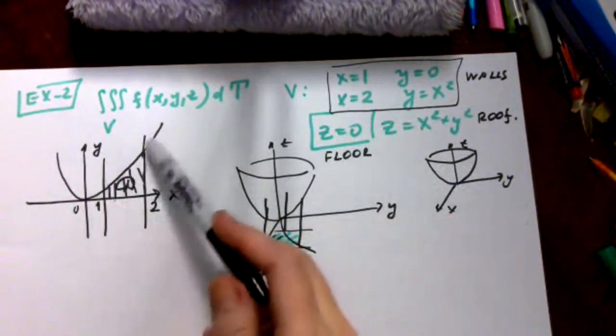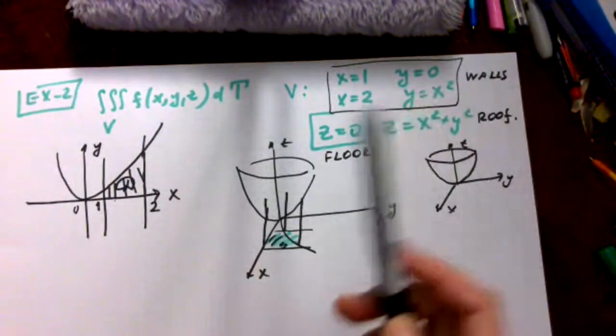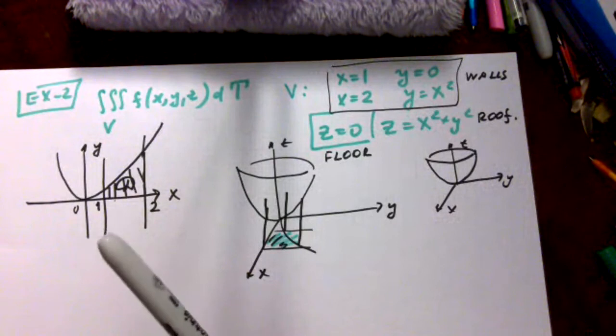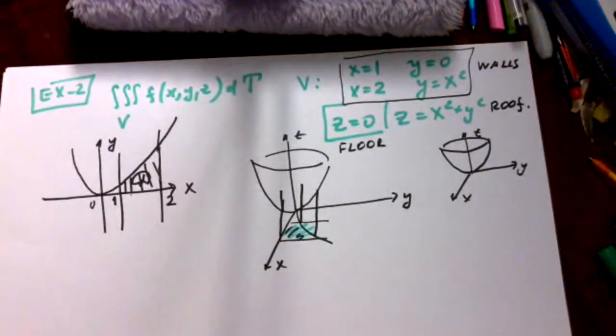But the roof is very strange. The roof is really strange. The roof is the surface of this cup, but what can you do? There are even fancier regions sometimes in mathematics. So it means that we determined the most important thing.